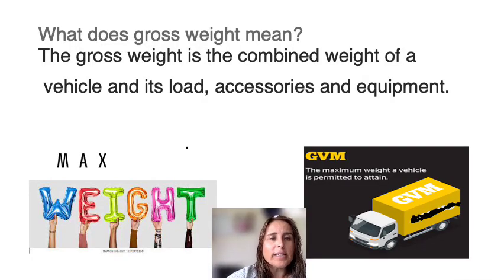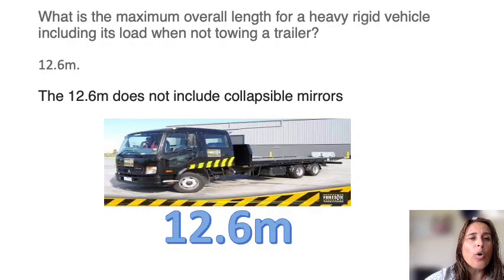The gross weight is the combined weight of a vehicle and its load, accessories, and equipment. What is the maximum overall length for a heavy, rigid? Rigid means not moving much. So heavy, rigid vehicle, including its load when not towing a trailer.